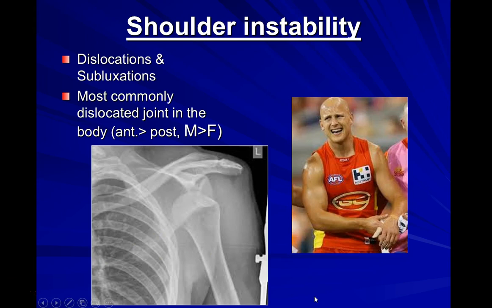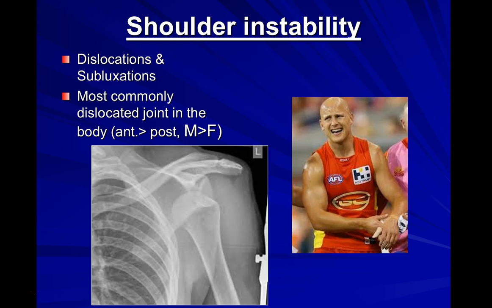Okay, our next topic is shoulder instability, and this would include dislocations and subluxations that can occur in the shoulder. In contrast to the hip, anterior is going to be more commonly dislocated than posterior, and it is a lot more common to dislocate the shoulder than it is the hip.